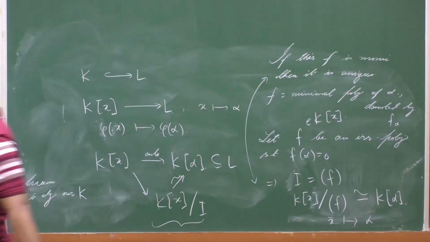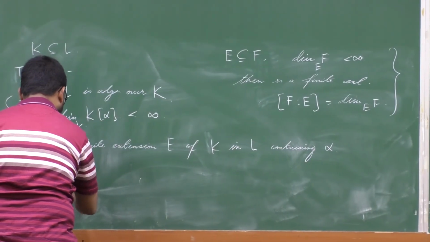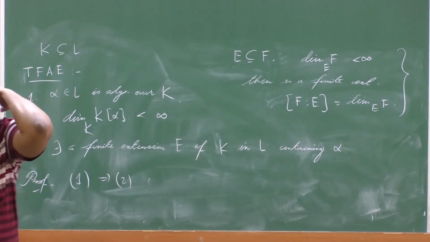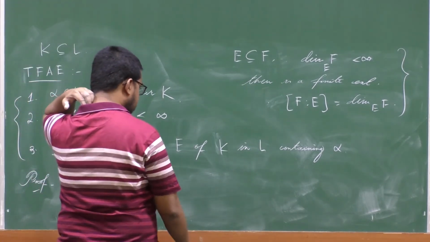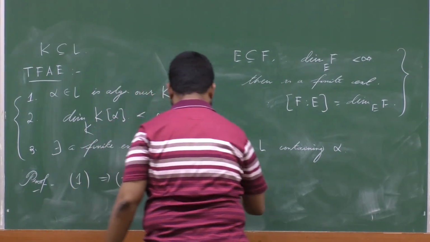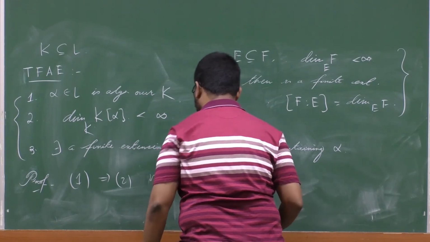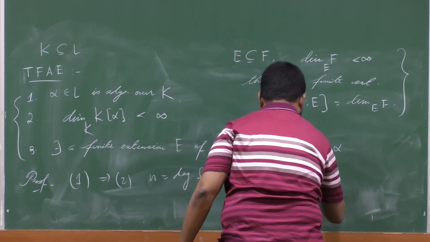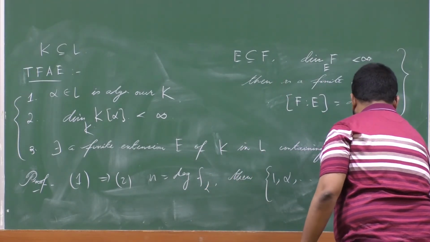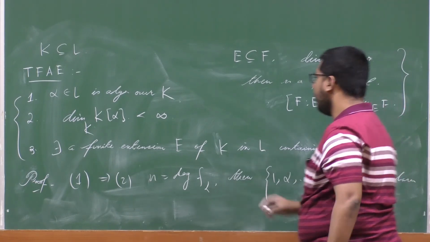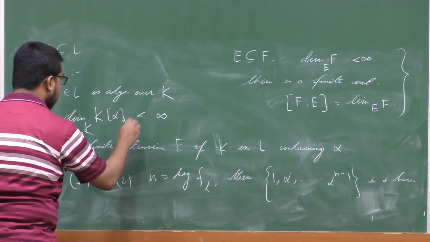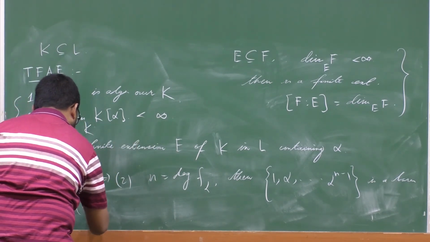So 1 implies 2 is again along the same line. Take the minimal polynomial, and you can then show that if n is the degree of f_alpha, then 1, alpha, up to alpha to the power n minus 1 is a basis. And 2 implies 3 is also immediate.